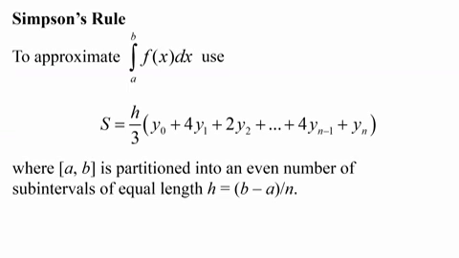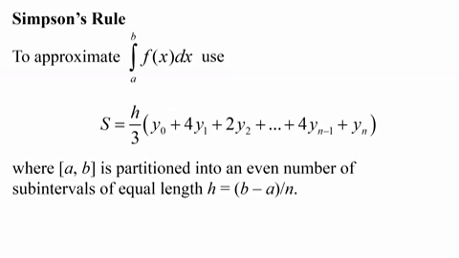Simpson's Rule. To approximate the definite integral from a to b of f of x dx, use S equals h over 3 times the quantity y sub 0 plus 4 times y sub 1 plus 2 times y sub 2 plus up through plus 4 times y sub n minus 1 plus y sub n, where the closed interval from a to b is partitioned into an even number of subintervals of equal length, and that length h is b minus a, that quantity all divided by n.